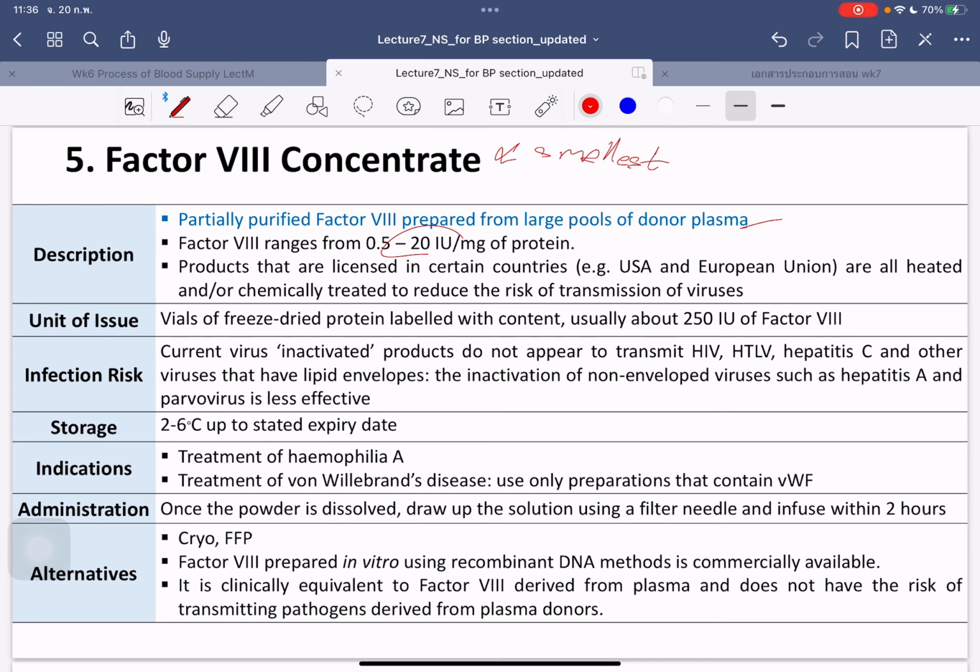Do you know HTLV? Human T cell leukemia virus. This one will be in your T cells. If you transfuse it to the patient, it will induce the patient to have a leukemic condition later. So factor A concentrate is used to treat hemophilia A or von Willebrand disease.